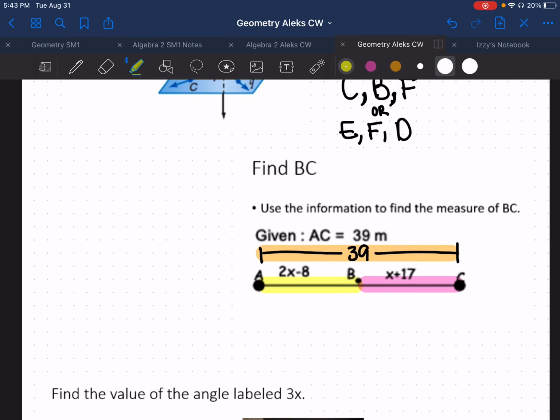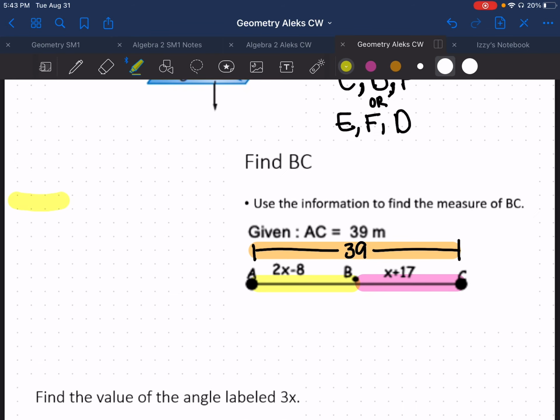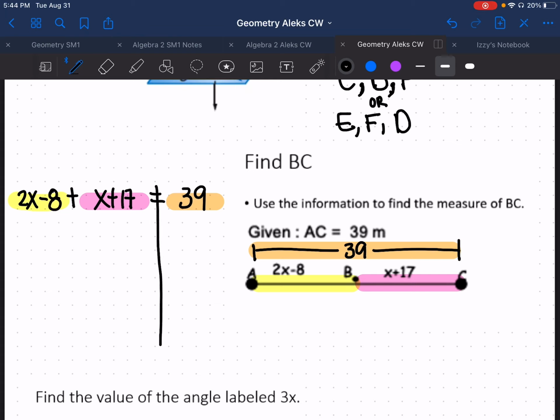So let me zoom out just a bit. Oh, there we go. Yellow plus the pink equals the orange. Yellow part, 2x minus 8, plus the pink part, x plus 17, is equal to the orange, which is the whole thing, 39. All right, let me turn on my handy dandy calculator, and here we go. I'm going to have to solve for x, and then I'm going to have to substitute it back in so that I can find the measure of BC.